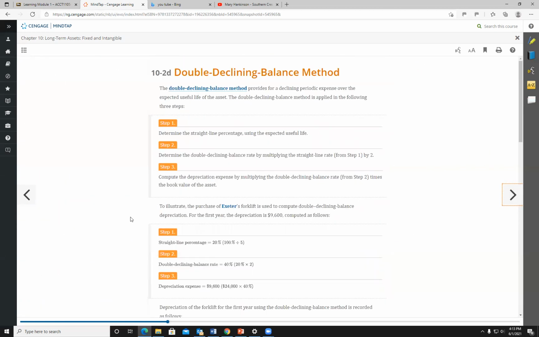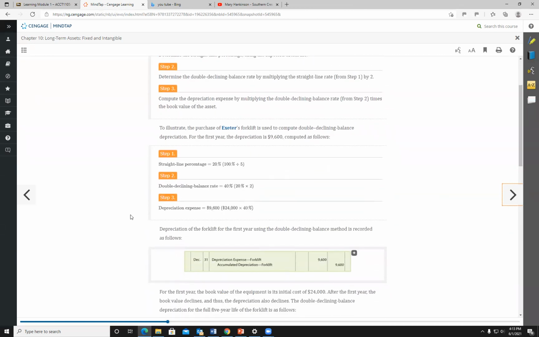Now let's talk about the double declining balance method. This provides a declining periodic expense over the expected useful life of the asset. The double declining balance method is applied in the following 3 steps. First, you determine the straight line percentage using the expected useful life. Second, determine the double declining balance rate by multiplying the straight line rate times 2. Then compute the depreciation expense by multiplying the double declining rate times the book value of the asset. All right, so let's put that into practical use and see how this applies.